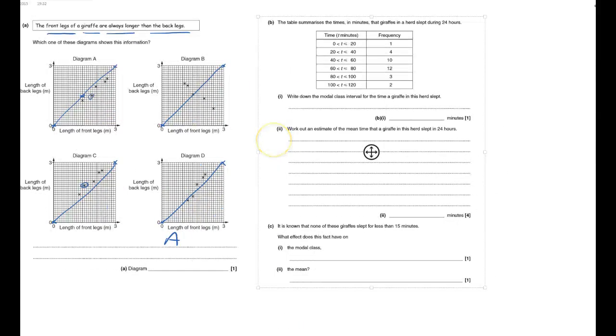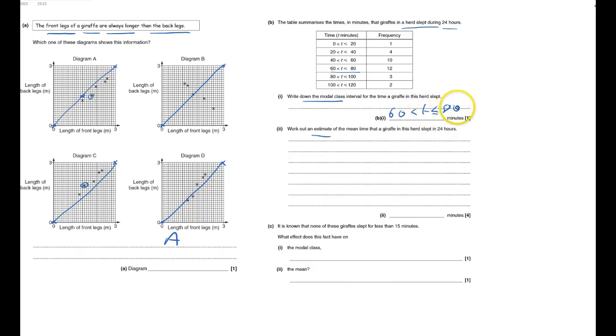Right, and there's as many marks for this question. Write down the modal class interval for the time a giraffe in this herd slept, and this is sleeping hours in 24 hours. Most common is that one because 12 of them did, and that's 60 less than t less than or equal to 80.